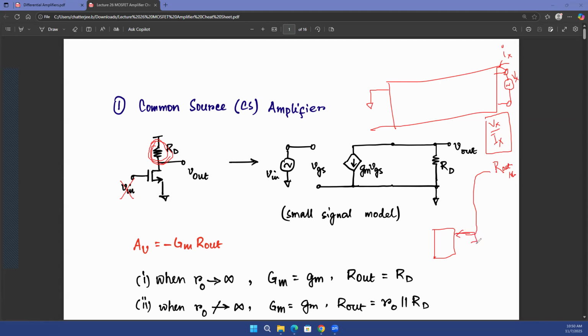Now, of course, if you have a load resistance RL connected over here, what is the overall resistance looking here? You see RL in parallel with R out no load.